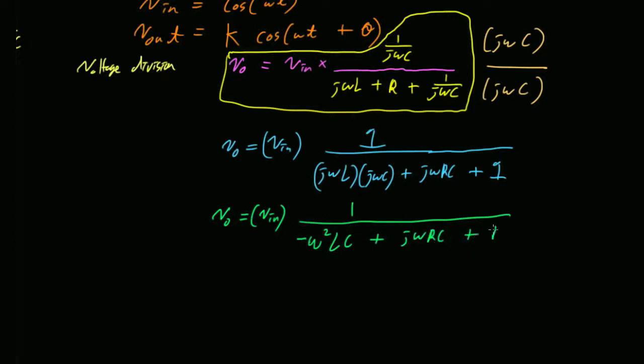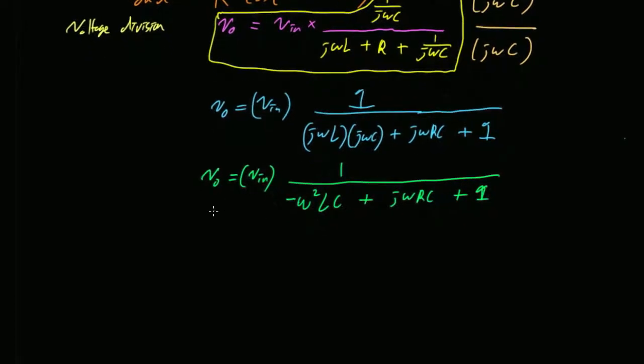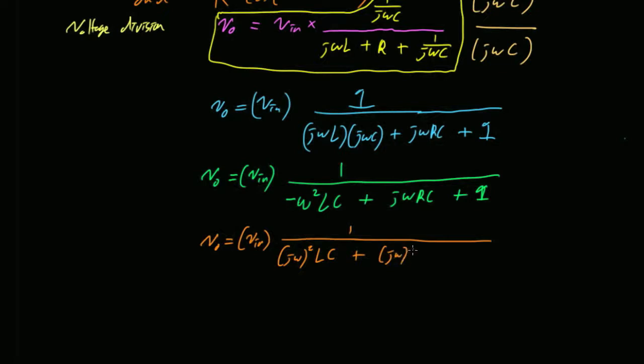This is a C. Yeah, my writing's not too clear. That is indeed a C. Sorry, that's an L. It can be squared. Just JW is going to be squared. So it's going to end up being JWLC plus JWRC plus 1. Sorry, my writing wasn't very clear. Okay, that's good.